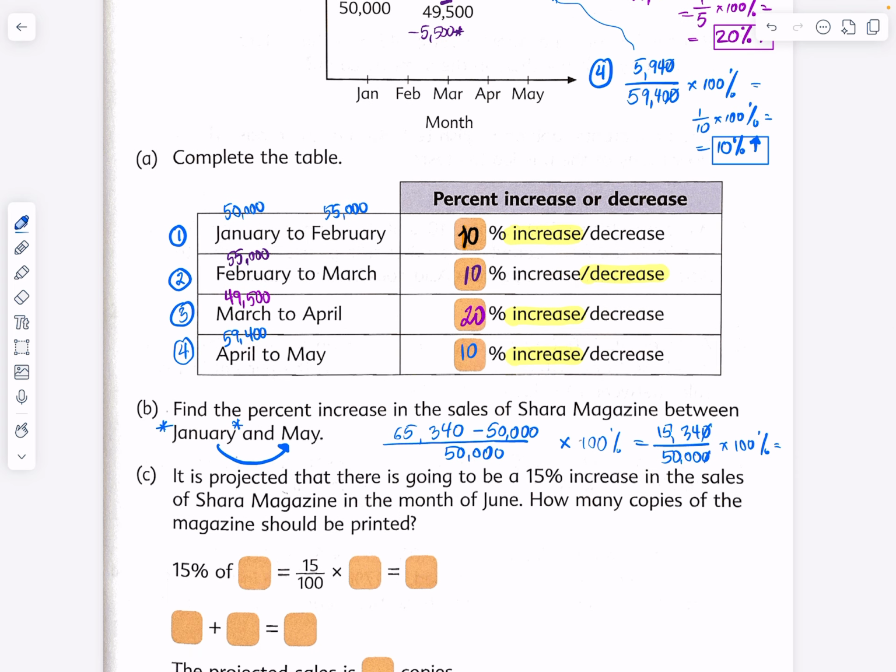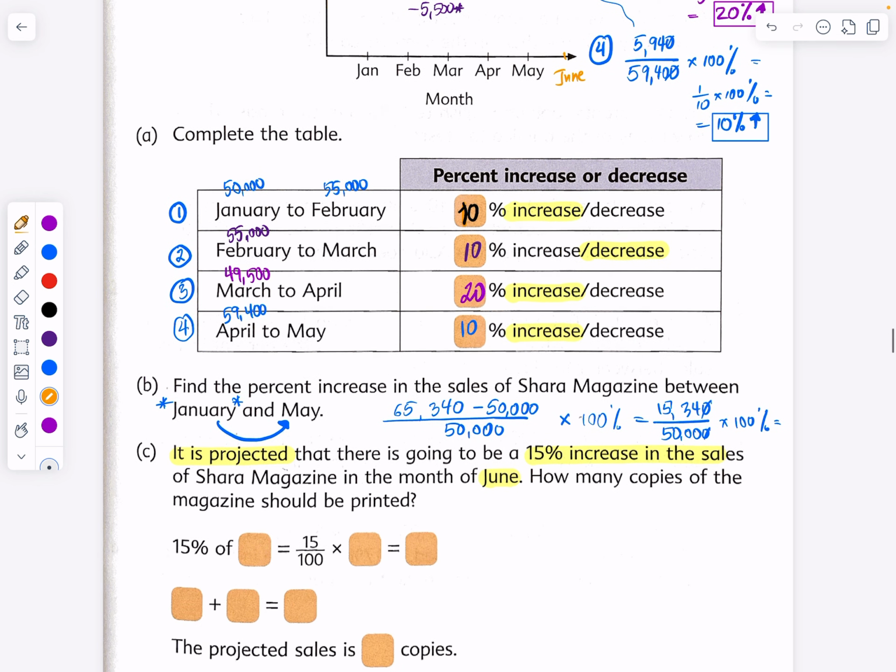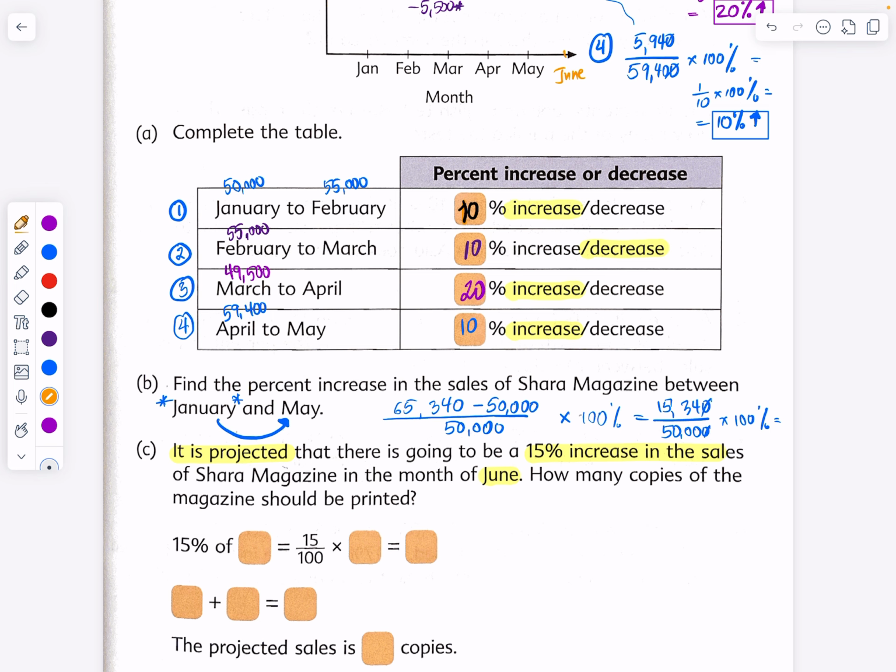Now, final question. It is projected. Now, this is very important. Now we're looking into the future, that there is going to be a 15% increase in the sales of Shara magazine in June, right? So imagine what's going to happen. They're projecting a further increase for the month of June, 15%. How many copies of the magazine should be printed?